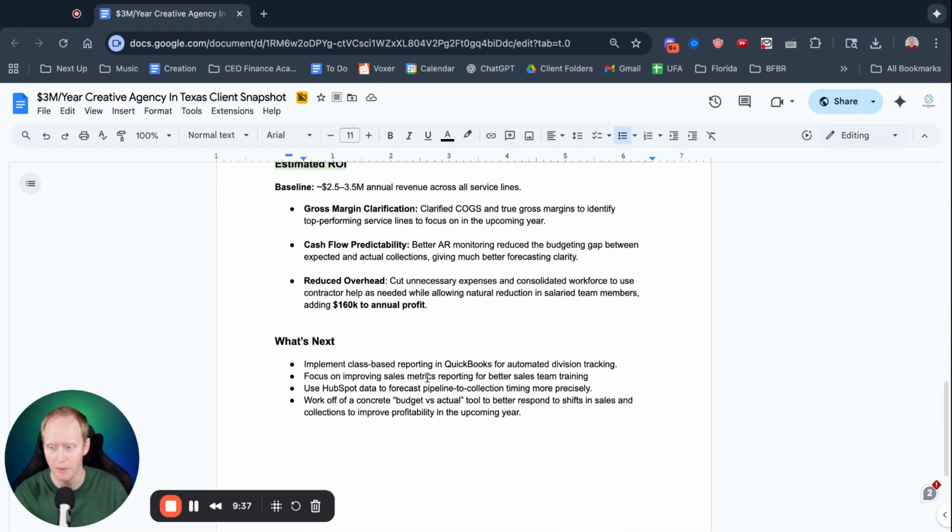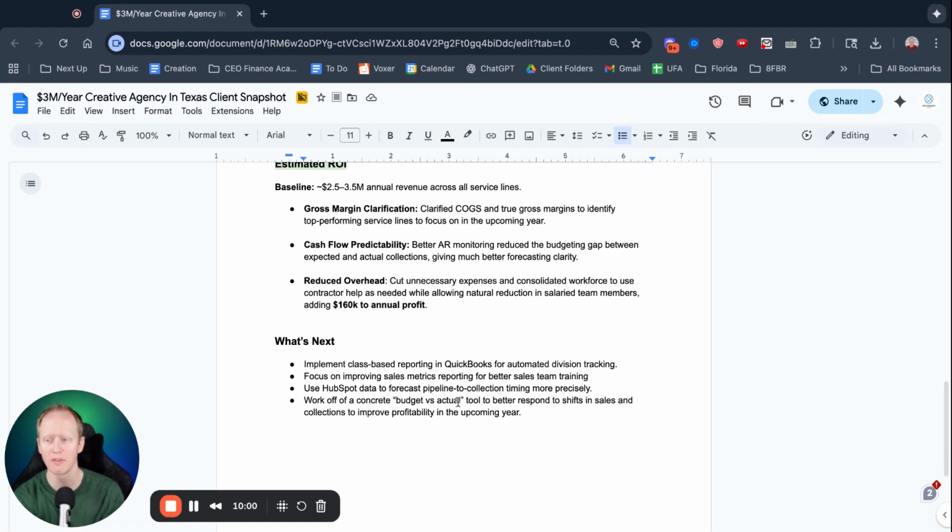So what's next for them or in a business like this? Well, we're going to now implement class-based reporting in QuickBooks. It's a nerdy way of saying, let's get really specific in QuickBooks so that we can run a by-class report to see, all right, for this service line, what are my COGS? And we can see kind of real-time margins within QuickBooks.